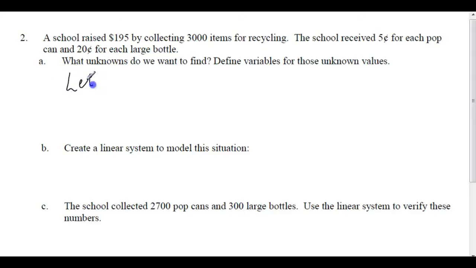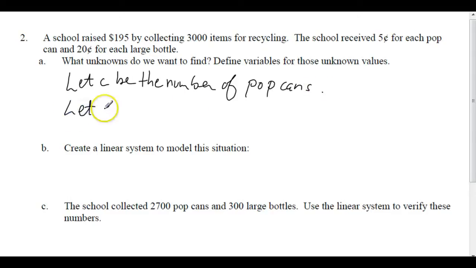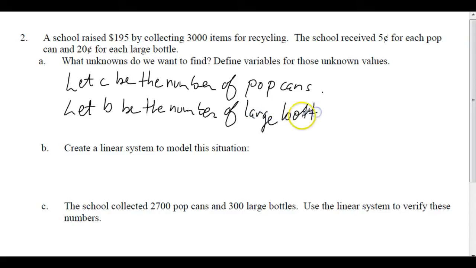So let C be the number of pop cans. And these are just statements, right? Let B be the number of large bottles. Now, you could equally likely have used P for pop cans and L for large bottles. It doesn't really matter.